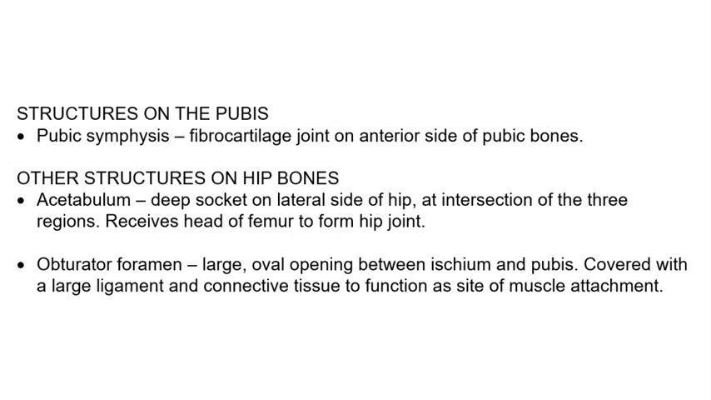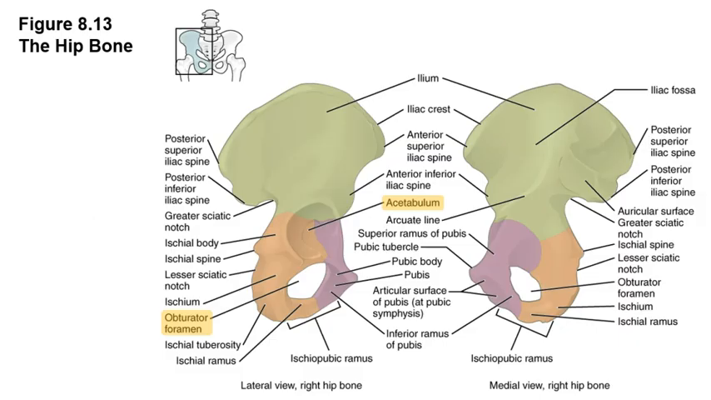And just inferior to the acetabulum is the obturator foramen, which is a large oval opening between the ischium and the pubis. It is covered with a large ligament and connective tissue and functions as a site of muscle attachment for muscles that are located externally as well as internally to the hip. So returning to figure 8.13, both the acetabulum and the obturator foramen are very prominent structures that are located on the lateral side of the hip bone.